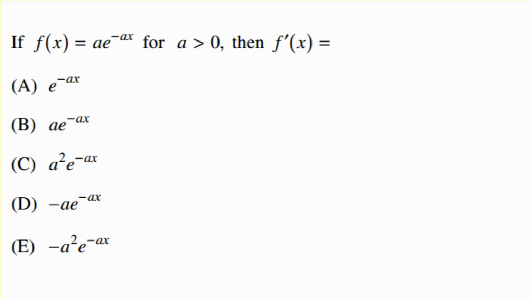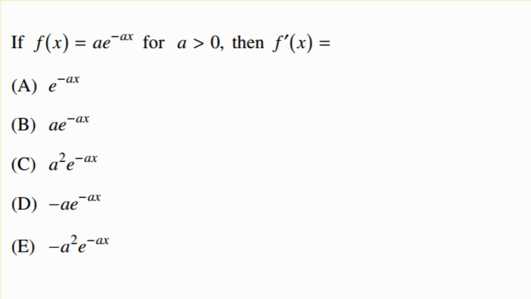All right, let's take a look here. Another practice AP. If f of x equals a times e to the negative ax, and a is greater than 0, then f prime of x equals. So what do we got going on here? A is greater than 0, so let's just go ahead and take the derivative like it is a constant.